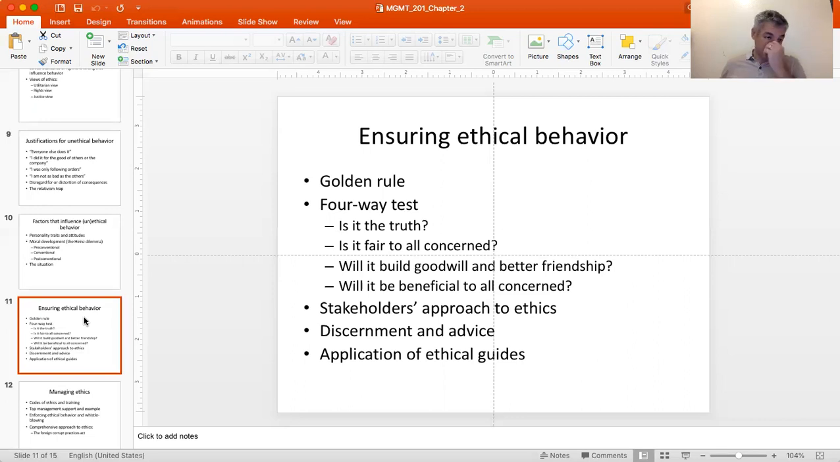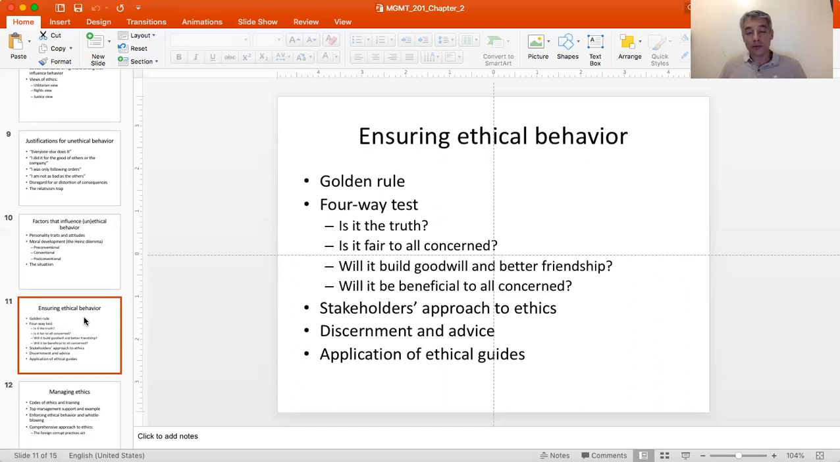Discernment and advice. Basically, if you're unsure about a certain decision, you may ask for advice from your superior. And the rule of thumb is, if you are hesitant about discussing your intended behavior with your supervisor, it's probably unethical. And then finally, companies may develop ethical guidelines.